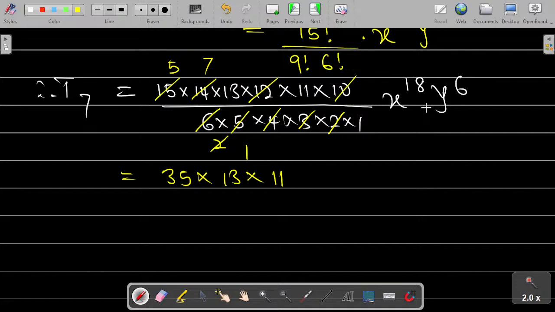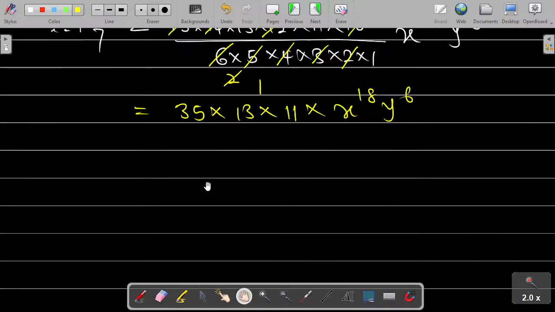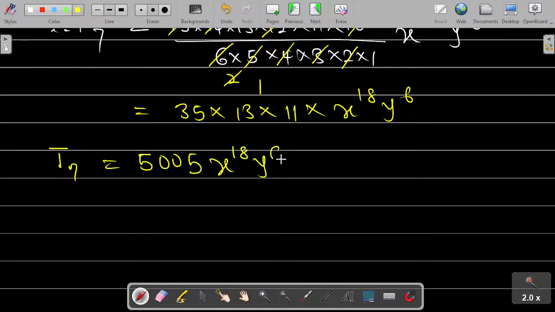So we have 35 times 13 times 11, and that's giving us 5,005. So back here, I can actually bring down this one, x^18 and y^6. So finally our answer, the 7th term we are looking for, is equal to 5005 x to the power of 18 and y to the power of 6, and that is your solution.